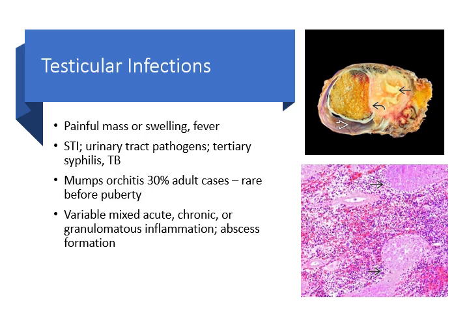Now, the testis can be the site for a range of infectious diseases. These can present as a painful mass or swelling, or would be associated with systemic symptomatology. In the absence of pain, then the testicular mass can be mistaken for a neoplasm. Many of the organisms that involve the testis or the paratesticular tissues are derived from organisms associated with urinary tract infections or with sexually transmitted infections.